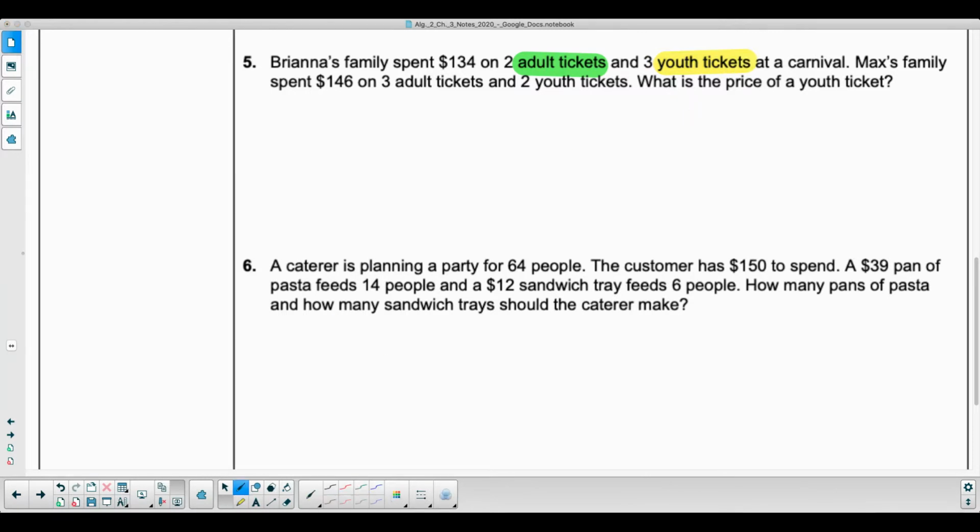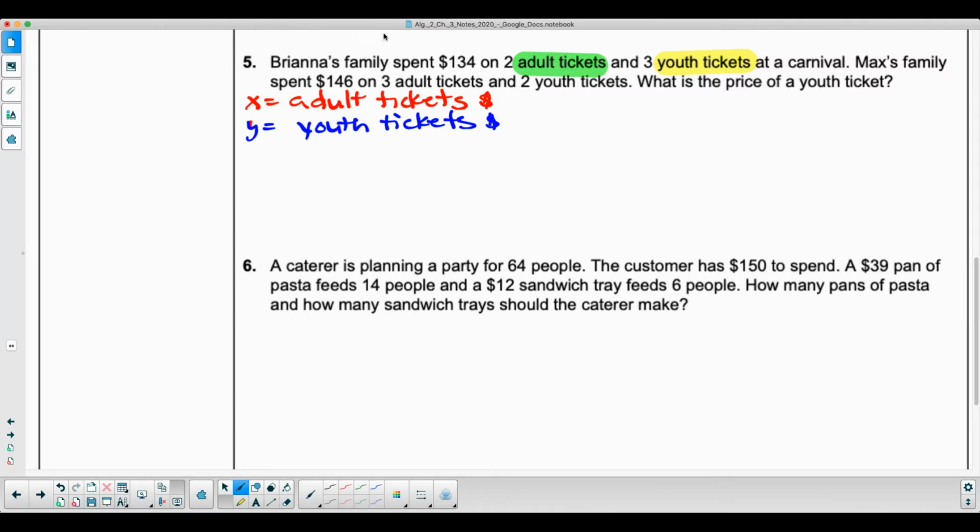So let's just name those variables. Let's say x is adult tickets cost. And then let's say y is the cost of a child's ticket, youth ticket. Okay, and these are the costs of each of those because they already told us how many they bought and they're getting a total cost here. So let me just put dollar signs by these so you can keep that straight.